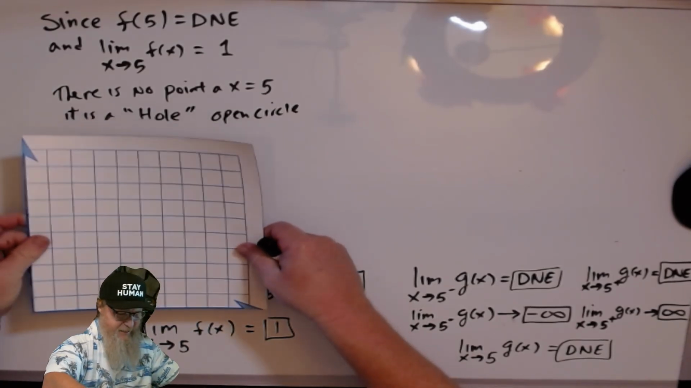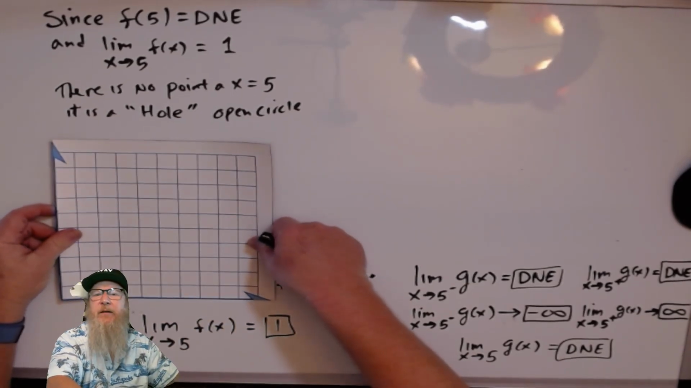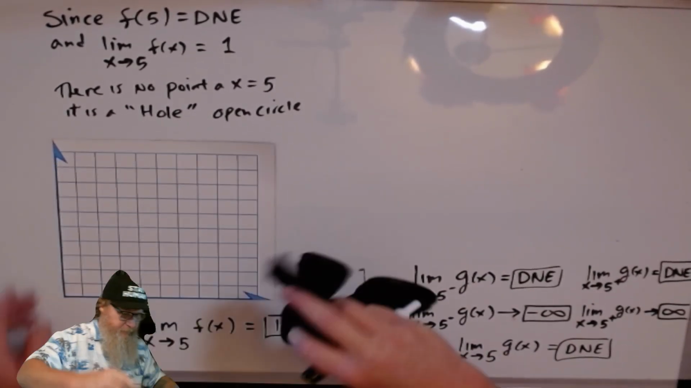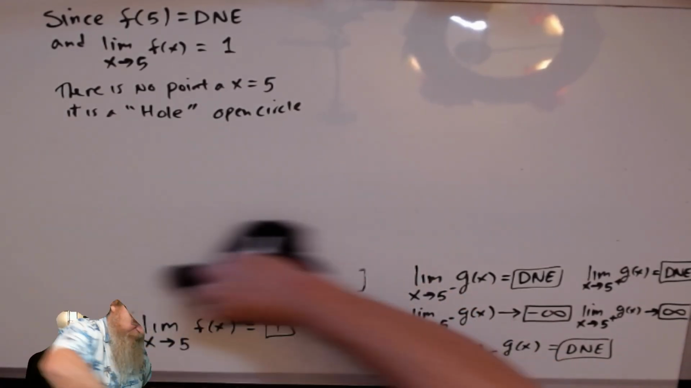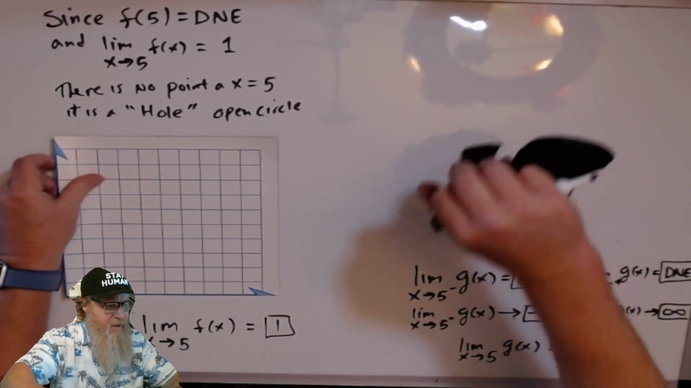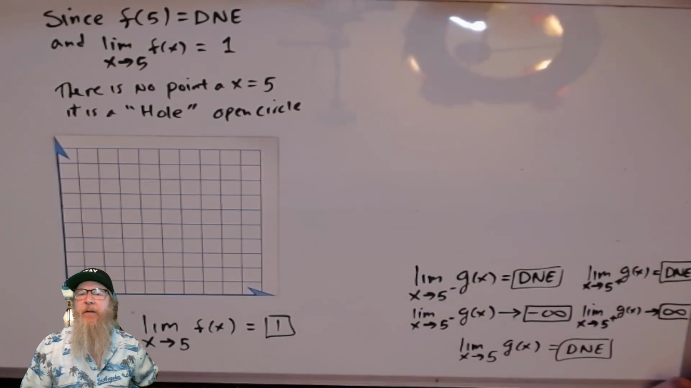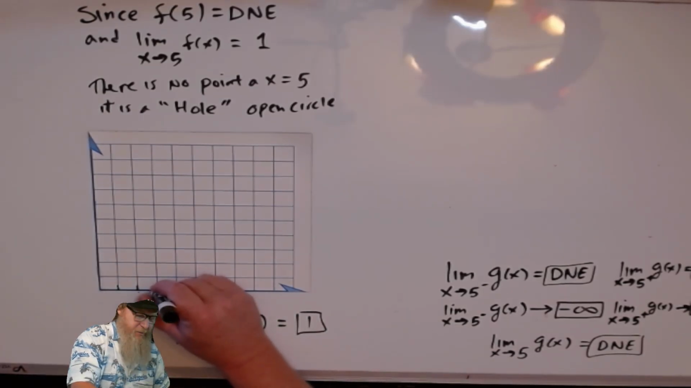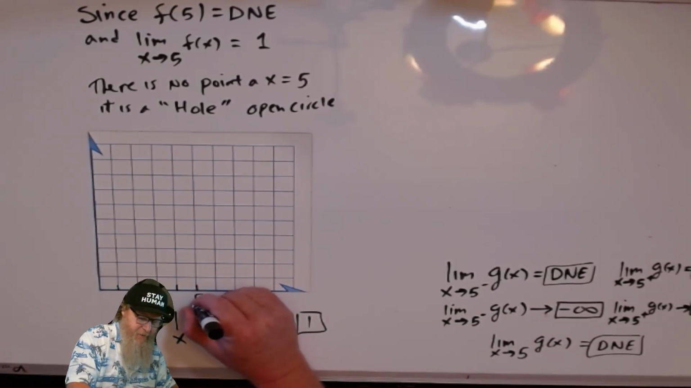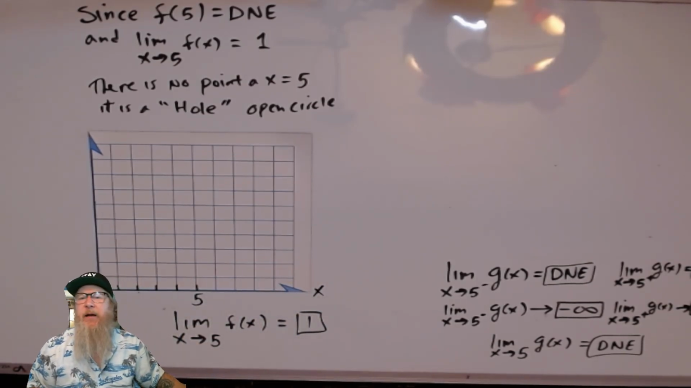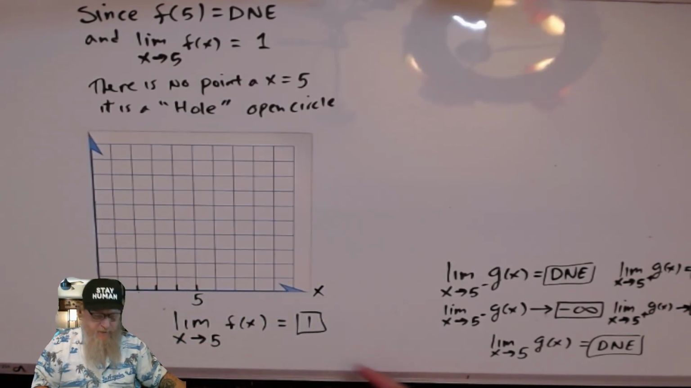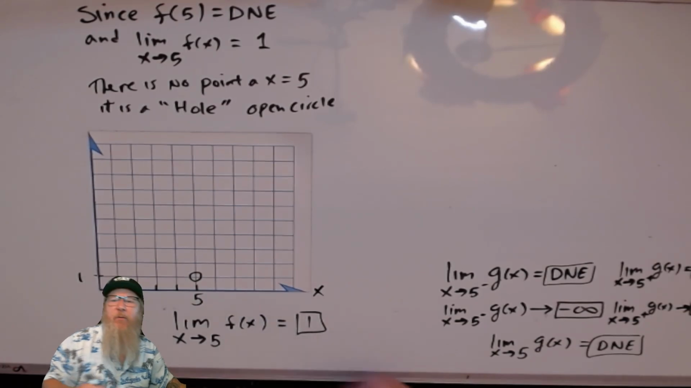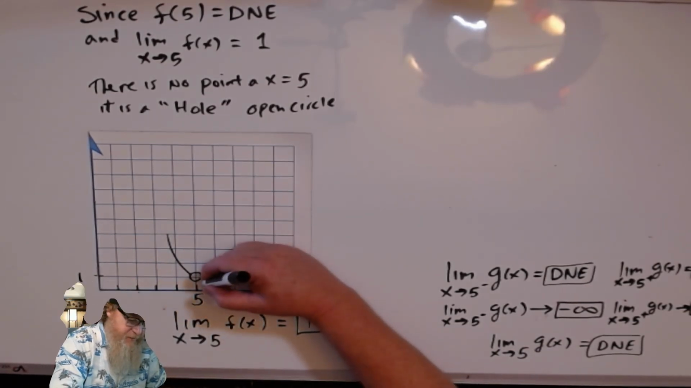So something like this. I only need quadrant 1 for this. I don't need the rest of the quadrants. So I've got 1, 2, 3, 4, 5. That's my x-axis. The limit is 1. So there's a hole right here at 1. And then the graph is something like that.